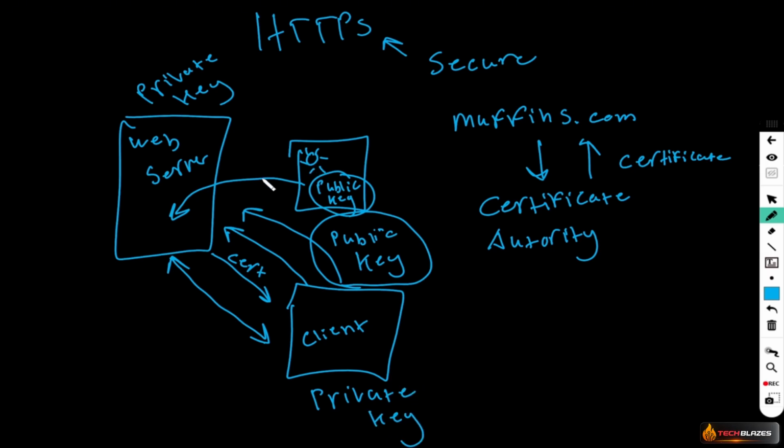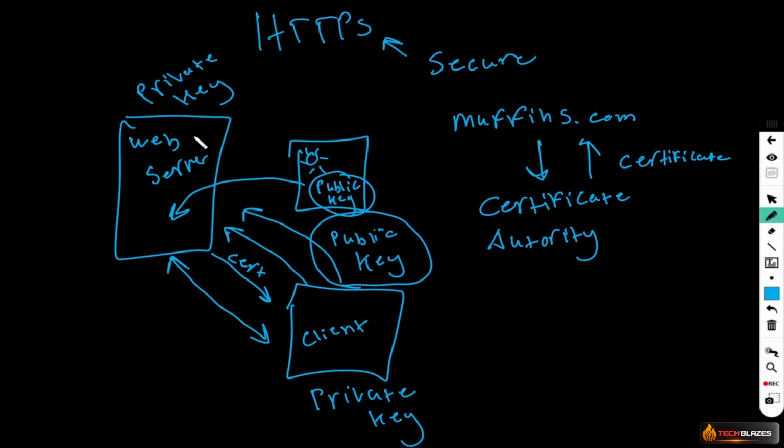And so the web server's private key will be able to decrypt anything that was encrypted using the web server's public key. And the client's private key will be able to decrypt anything that was signed or secured with the client's public key, right? So since the client sends data to the web server that's digitally encrypted using the web server's public key, the web server is then able to decrypt it using its private key.